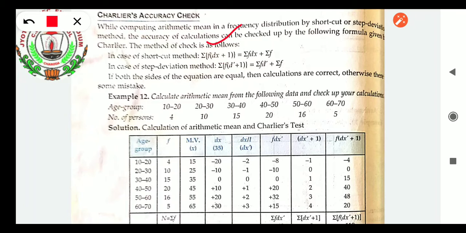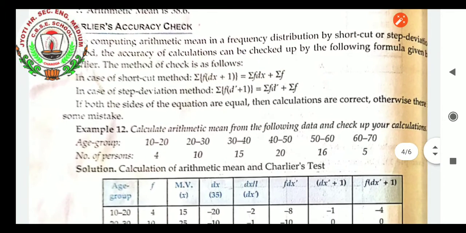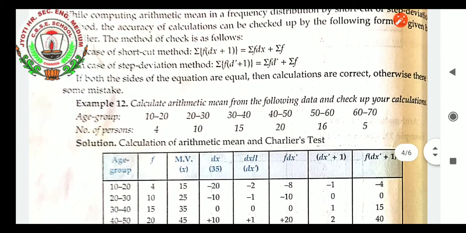So here two sides will be there, LHS and RHS. LHS, what is the formula? Sum of f times (dx plus 1) equals sum of f dx plus sum of f. If we do it like this, what answer will we get? Let us have a check. Then the step deviation method. See here, these two methods are given.